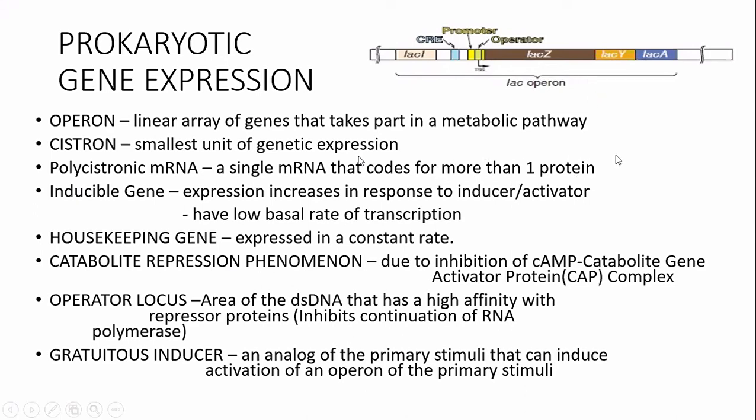Sa prokaryotic lang yan ha, because sa atin, one messenger RNA, one protein. Sa bacteria, pwedeng magkaroon ng one mRNA, more than one protein ang i-code. That is your polycistronic messenger RNA.